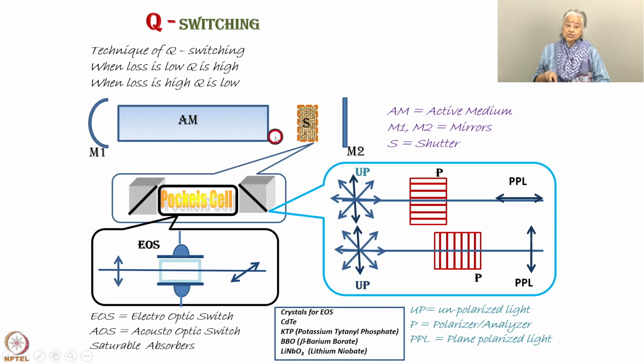Now, how do I switch Q? I am pumping in all the energy here. The Q has become high, then I open the shutter. I just open the shutter and the whole population inversion that has been created in this active medium just falls down to the lowest level, and all that energy is transferred into my pulse, and the pulse comes out.